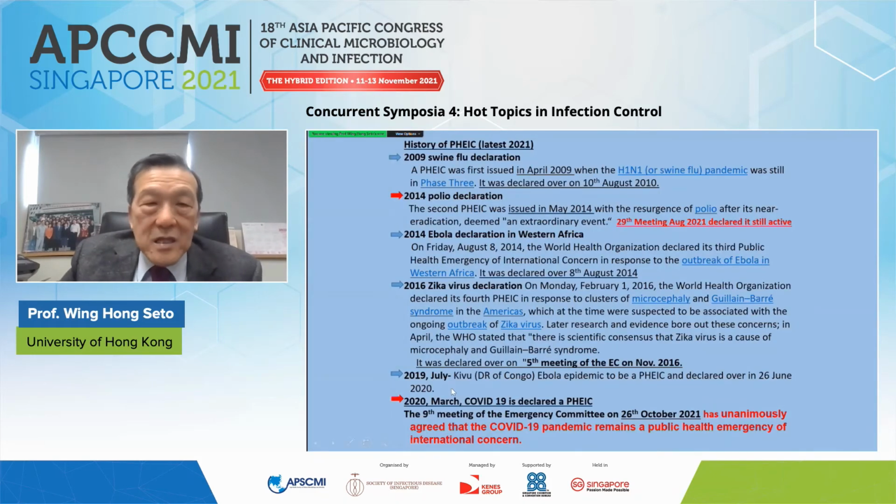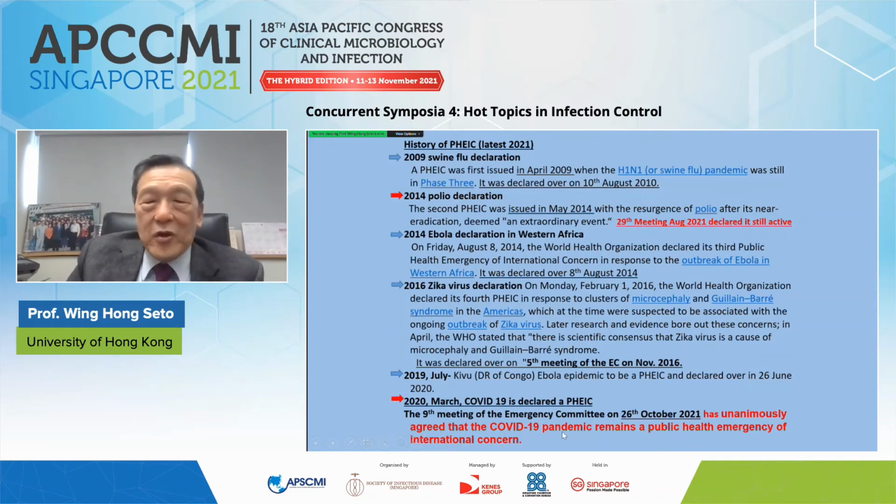Now, altogether, there are 6 PHEICs decided so far. As I told you, the first one was the flu, and I was involved in it. All of those 6, the others are over. Only 2 are still active. One is polio, and I recently updated it. It's still active. In fact, polio is spreading apparently in Pakistan and Afghanistan, partly due to the war, of course. But it's still ongoing. It's still a PHEIC. It's not declared over yet.